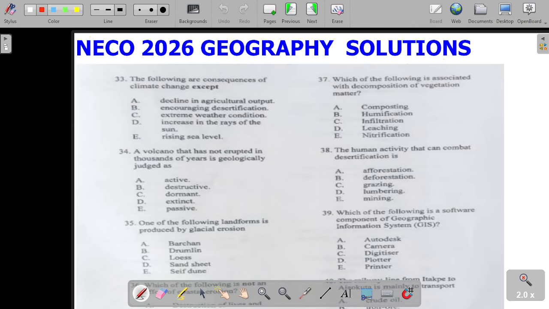Okay, 33. The following are consequences of climate change except decline in agricultural output, of course; encouraging desertification, of course; extreme weather condition, of course; increase in the rate of sun, no. 33 is D.